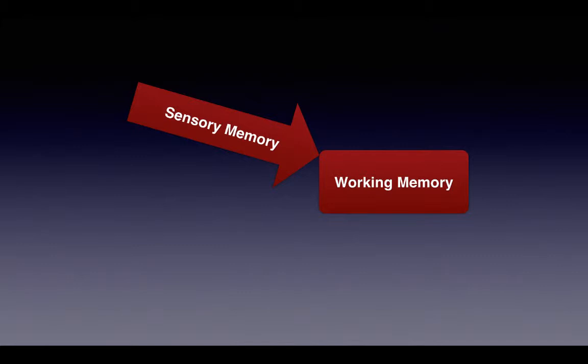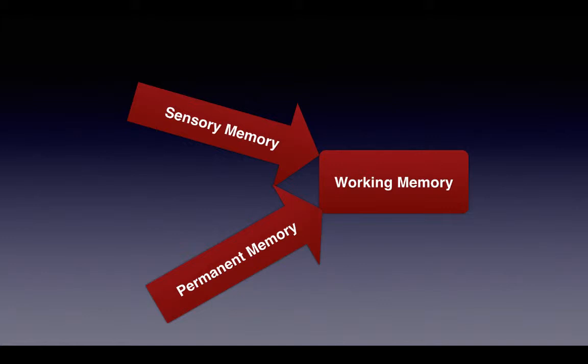Now, the second way information gets into working memory is from our permanent memory. We recall a phone number, a person's name, the date of Pearl Harbor, and other things. These are all stored in our permanent memory, and we bring them out of storage into working memory as we need them. Now, what does this have to do with engagement?